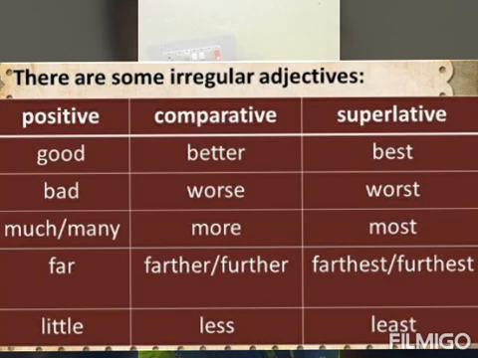For example, I will tell you good, better, best. So good is the positive form and better is the comparative form and best is the superlative form over here. Then we have bad, worse, worst. All three are different. The word bad is totally different from the other words worse and worst. Then we have much, more, most. Far, farther, farthest. Little, less, least.